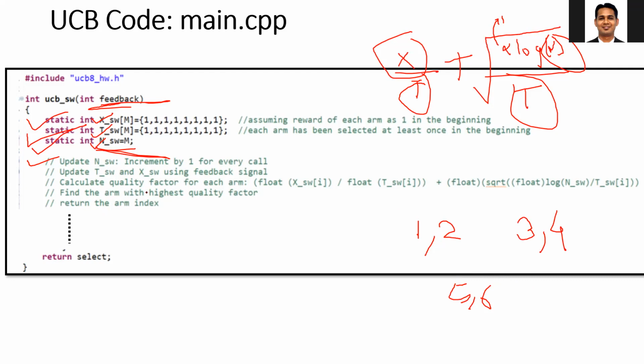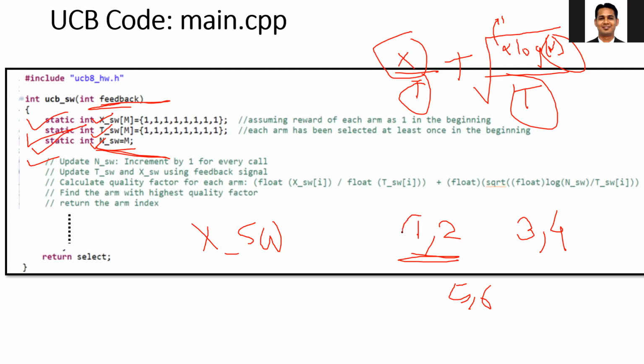Similarly, you need to update the XSW, that is your reward. So when your feedback is 1 or 2, you know that your first arm was selected. Now for that first arm, whether the reward is 1 or 0 depends upon whether it's even or odd.